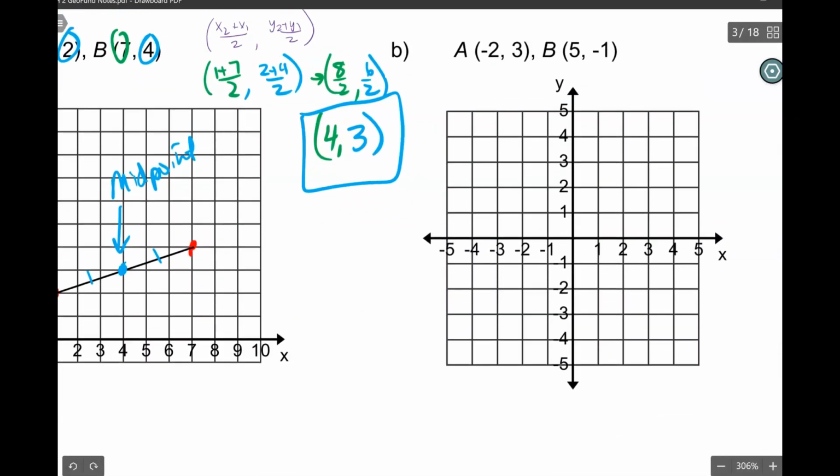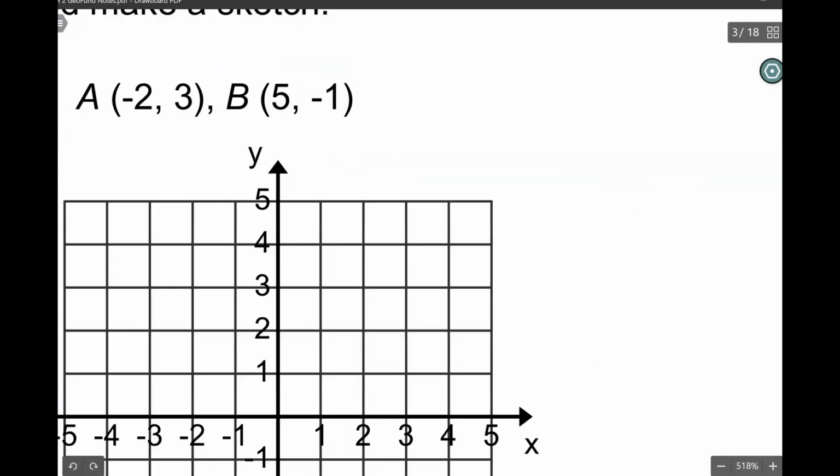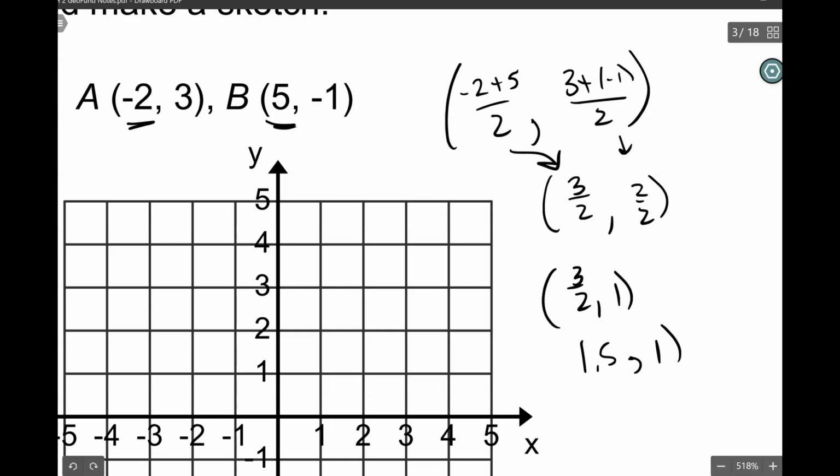And then part B, let's plug in again. So I'm taking my two x's and adding them together, dividing by 2, comma my two y's, adding them together and then dividing by 2. So for my x's, I have 3 over 2, and for my y's, I have 2 over 2. So I can simplify this a little more. I could say 3 over 2, comma 1. I could also say 1.5, comma 1. Either one of these are fine because they're equal.